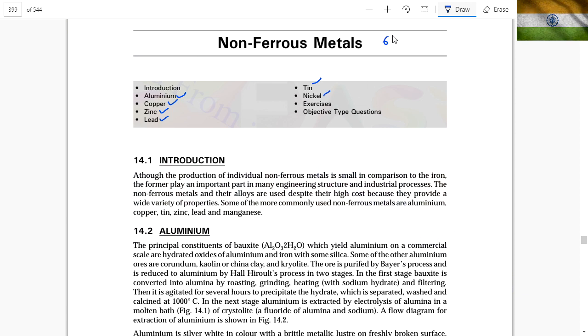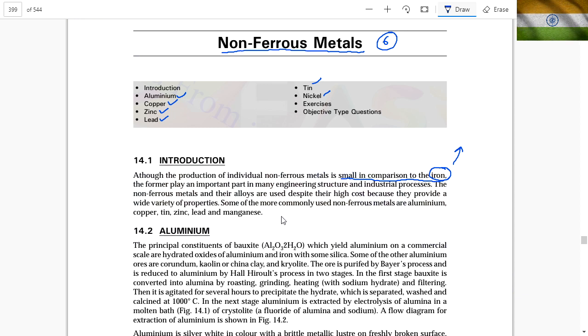These six metals are heavily used in construction as non-ferrous metals. If you look at the production of non-ferrous metal, it is very small if you compare it with iron. And as you know, iron has its importance in engineering structures and industrial uses. So obviously it has a higher production compared to the non-ferrous metals.